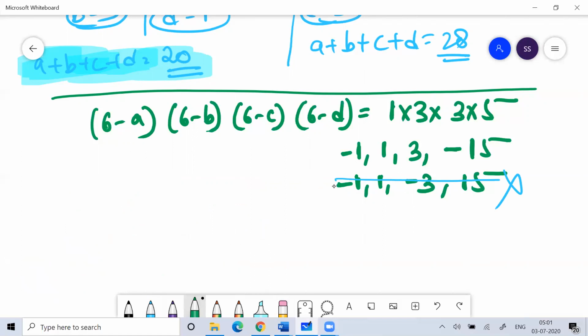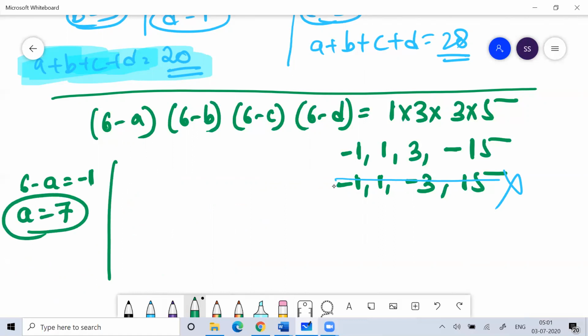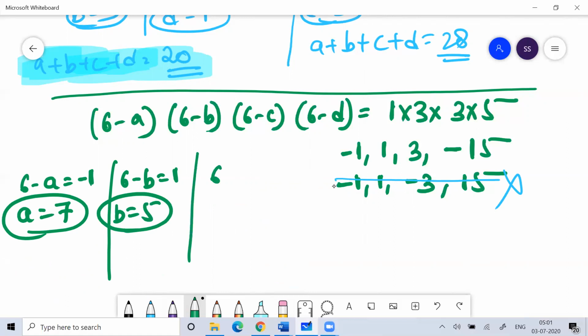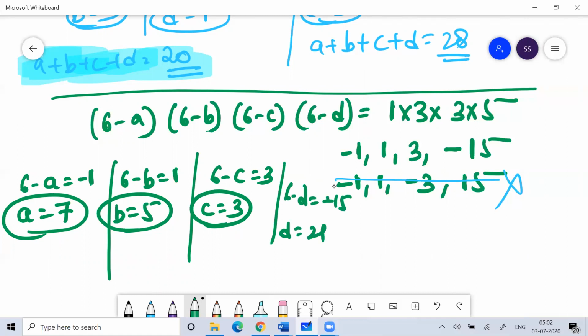Once you're clear with this part, I can put 6 minus a equal to minus 1, so a equal to 7. Then 6 minus b equal to 1, so b is equal to 5. Then 6 minus c is equal to 3, so c is equal to 3. And the d value, how much did you get? 6 minus d is equal to minus 15, so 6 plus 15, 21. So the d value you got is 21.